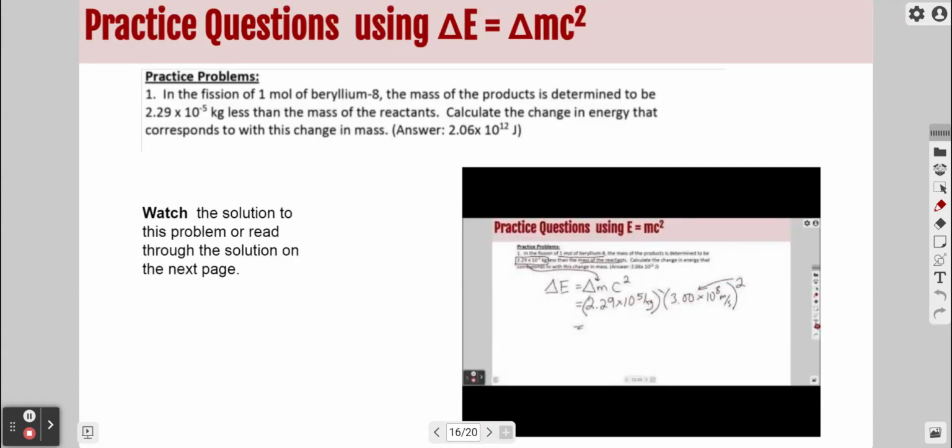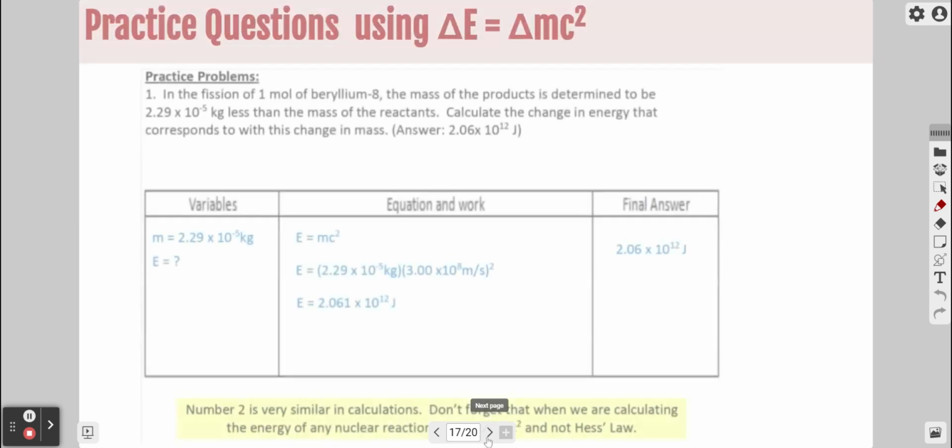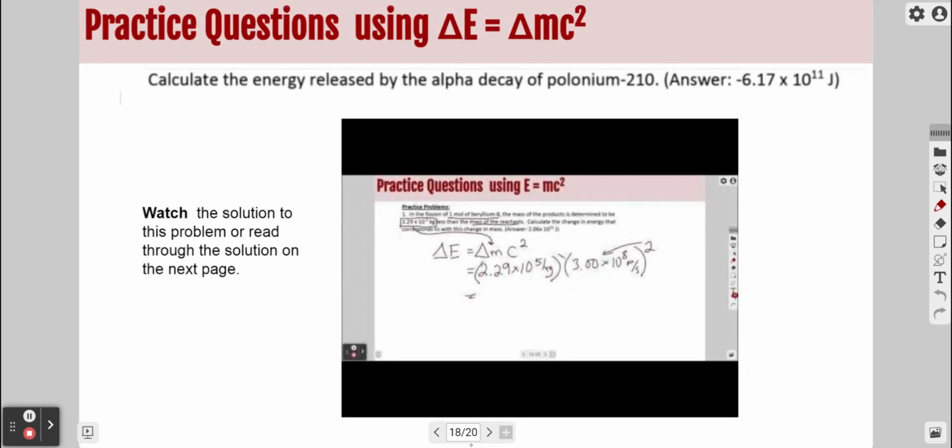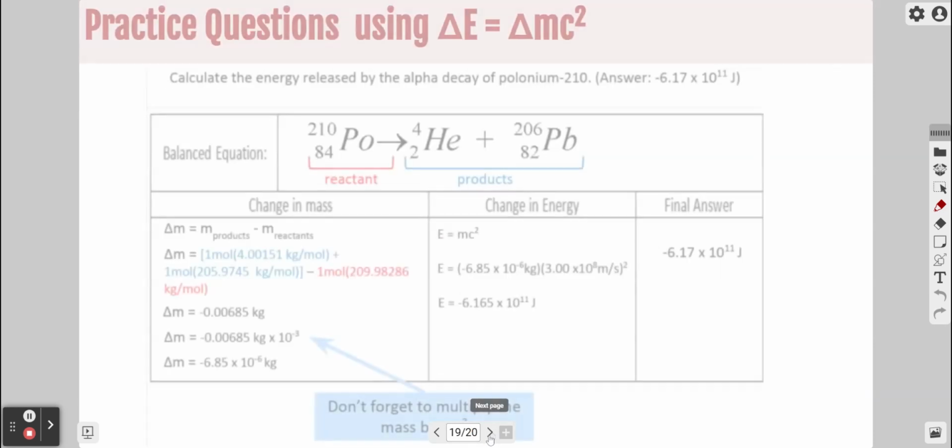All right, I'm not going to go over these ones because these solutions were from the lesson. So there is a video for each of these if you want to do some more practice with Einstein's formula and figuring out the amount of energy that is released when the mass changes.